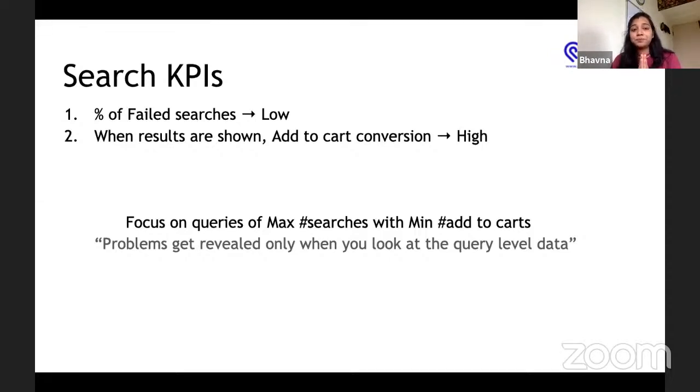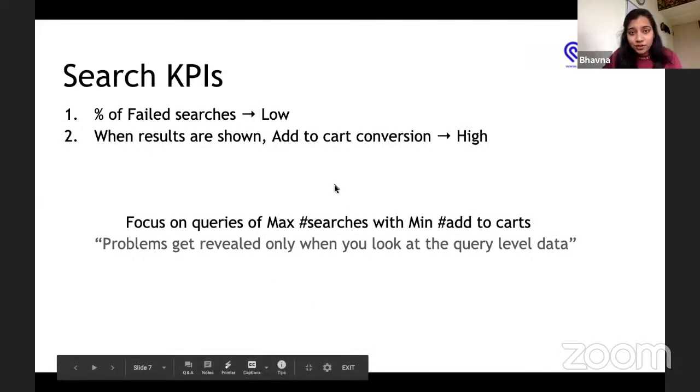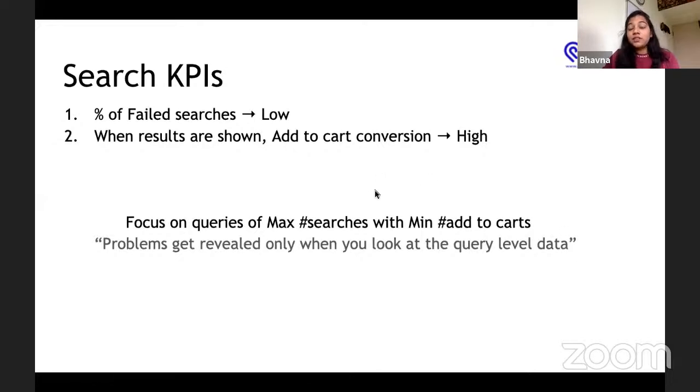Coming to the second one, when the results are shown, you have to ensure that the add to cart conversion is high, right? If your average is 50%, of course you cannot ensure 50% conversion on all the searches, but at least for your top queries, if you can solve for those, your major problems are solved. So I would say focus on the queries which have very high traffic, which people search very often, but very low add to carts are happening. That is where there is a problem with the search results.